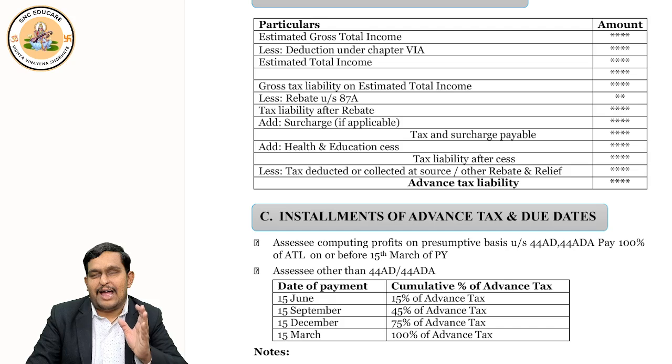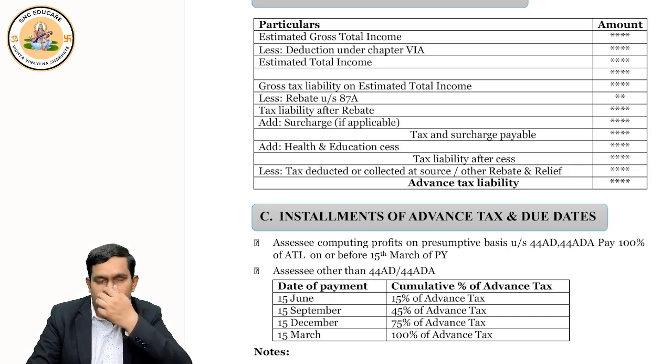We'll do this at the start of the previous year itself. That means on 1st April 2024, right? Your previous year starts. At that time only you will estimate: this year, this is my income, this is what I am going to earn. So your gross income, total income, you will determine. From that, the deductions, what you are going to invest, accordingly 80C to 80U, you will deduct. You will get your estimated total income.